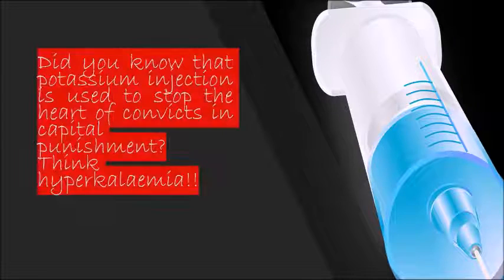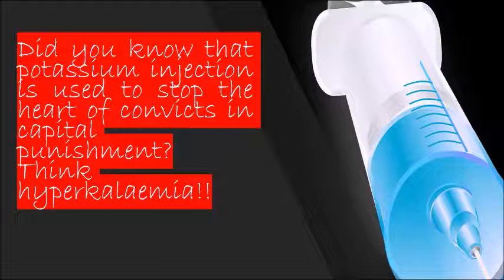So, just for a fun fact, to emphasize the risk of hyperkalemia that you need to respect and what it causes, it's actually used to stop the heart of convicts where capital punishment is served. They usually inject sedatives like phenobarbital and barbiturates, and then they use, at last, a potassium injection to basically stop the heart.